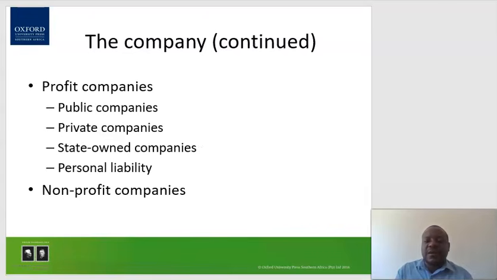There are a number of profit companies. We have public companies, private companies, state-owned companies, personal liability companies. Then we also have non-profit companies. I was shocked to learn that some churches actually register as non-profit companies. Some charity organizations also register as non-profit companies.